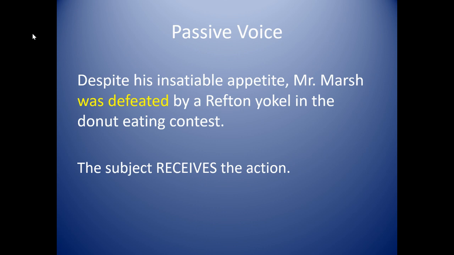So in the passive voice, the subject actually is not doing anything. The subject actually receives the action. So think about the word passive, which means that you're not doing anything. So in this case, I'm not doing anything. Something's being done to me. So Mr. Marsh was defeated by the Refton yokel. Something was being done to me, which is oftentimes the opposite of the way we think, that the subject of the sentence is the one who actually does the action. And so we call this a passive sentence because the subject isn't doing anything. He's being very passive. Some people would say that it's incorrect, and that itself is incorrect.